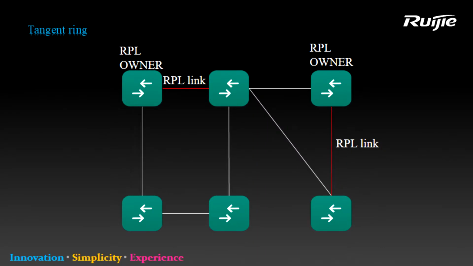In this slide, we can see there is a tangent ring in it. And why do we call this topology a tangent ring? Because there is a shared node in this topology. This node belongs to the left ring and the right ring at the same time.